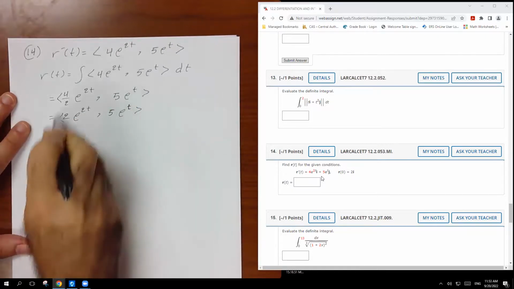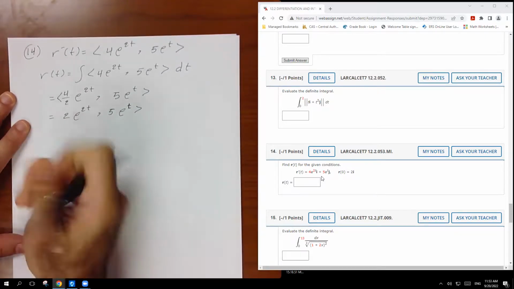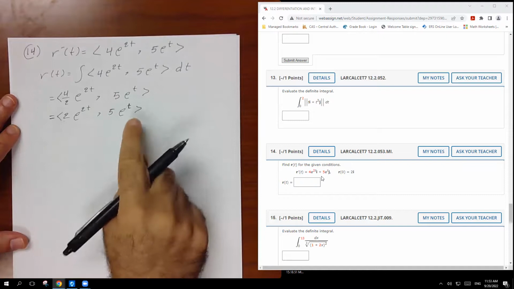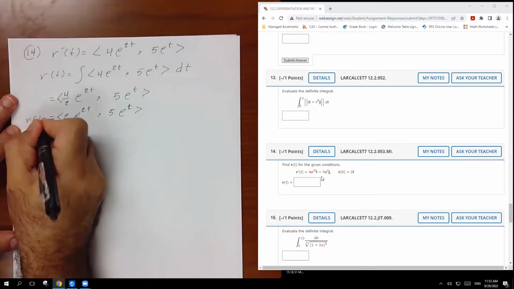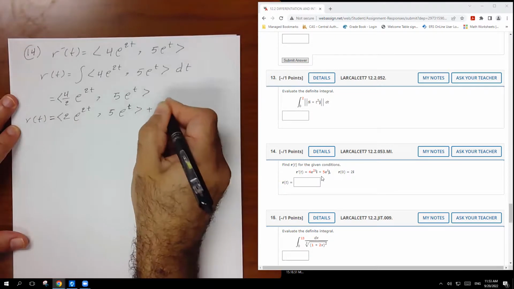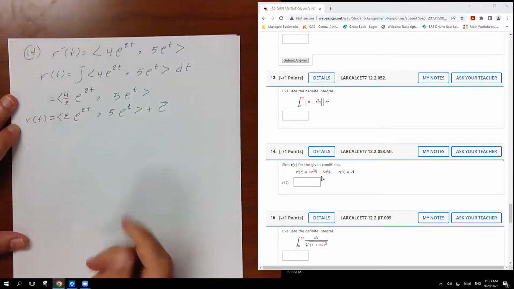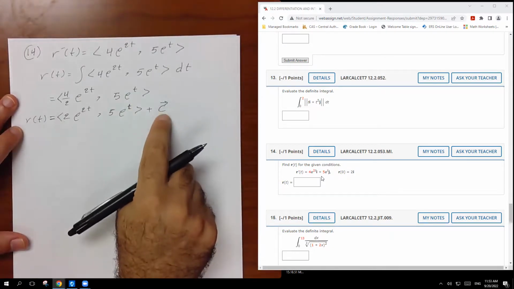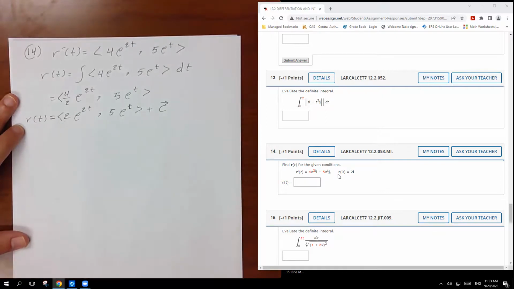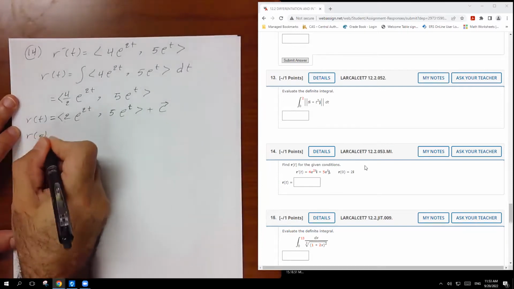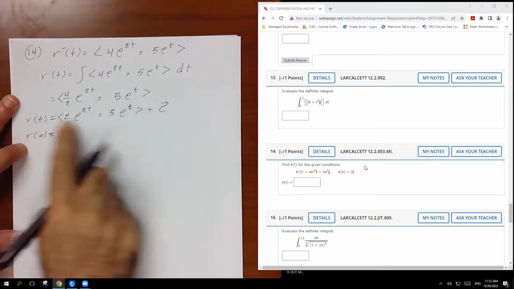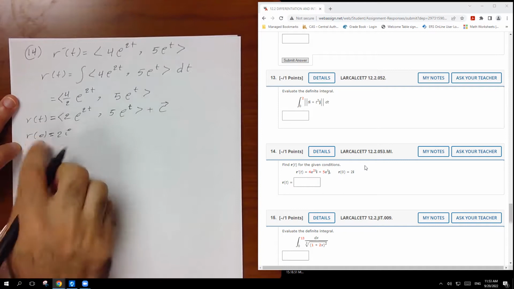Now, what's the next step? What are we going to do? This is r of t plus c, the vector c, because we're going to add c1 here, c2 here, and here is the vector c. Now we need to find how much this vector is. They're telling you r of 0 equals 2i. That means we plug in 0 here and find r of 0.